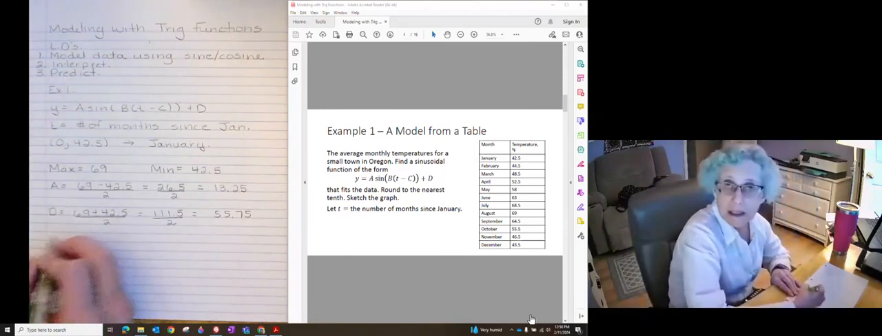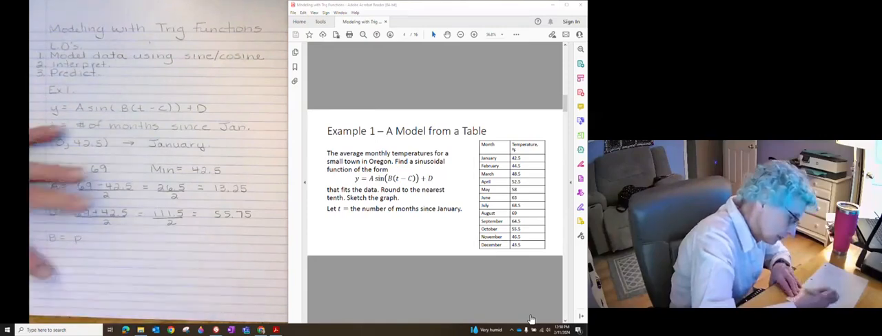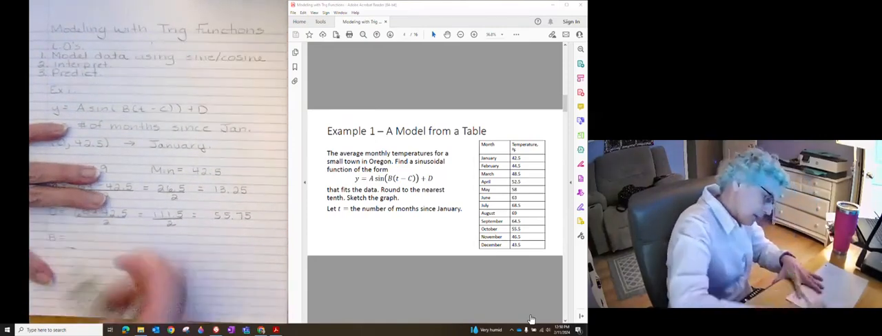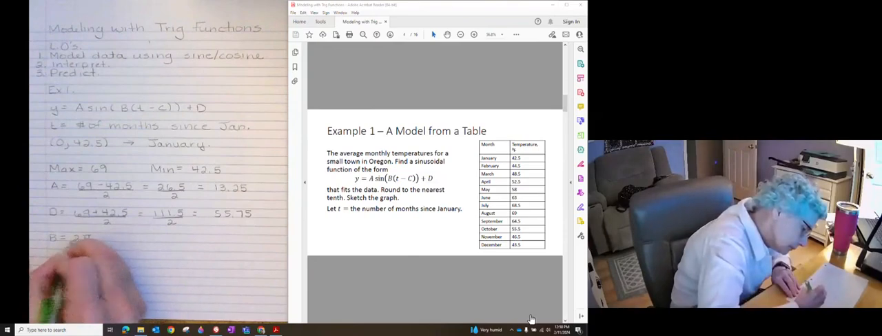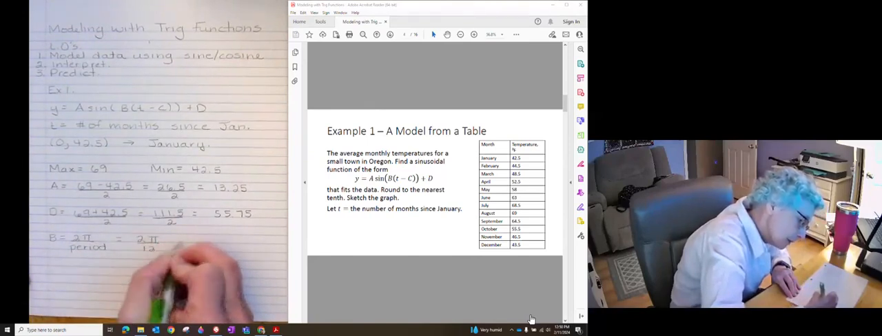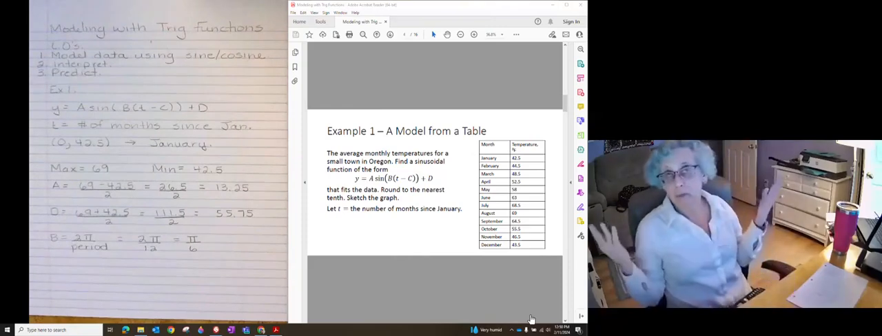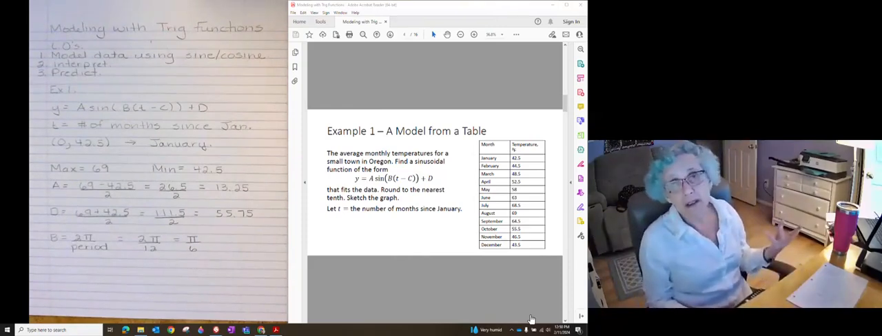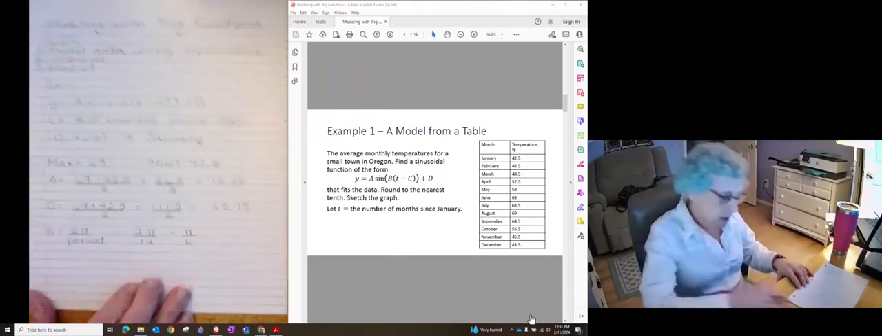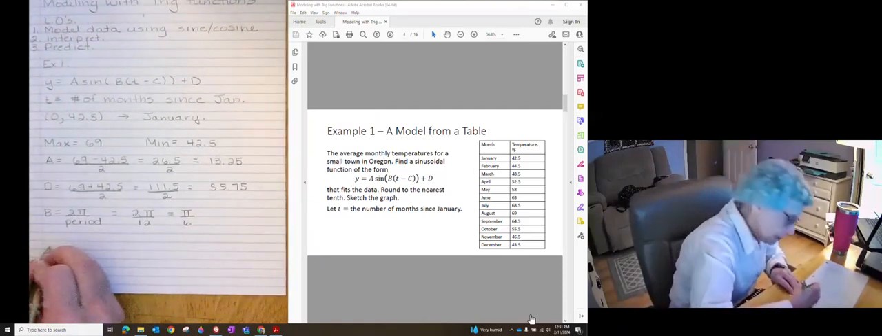Then the next thing that's easy is my B, because B is equal to 2 pi divided by the period. And my period here is 12 because there's 12 months in a year. Voila. So that's all the easy stuff. Now comes the tricky part, finding the phase shift. So let's plug in what we know.